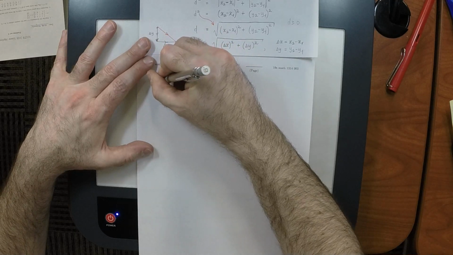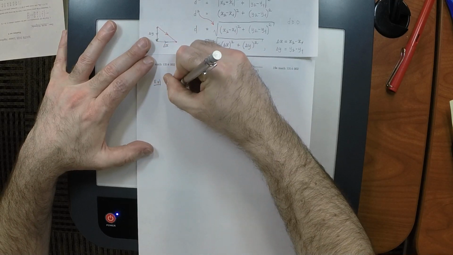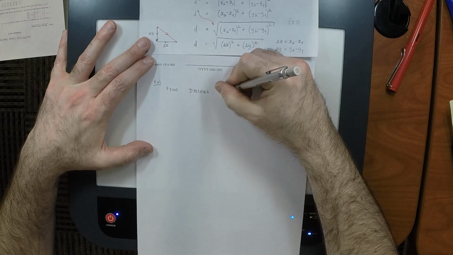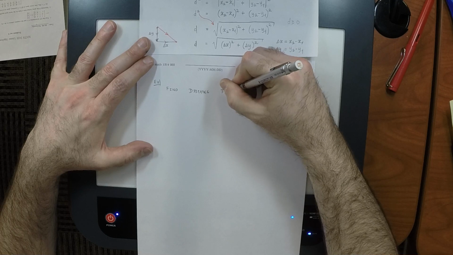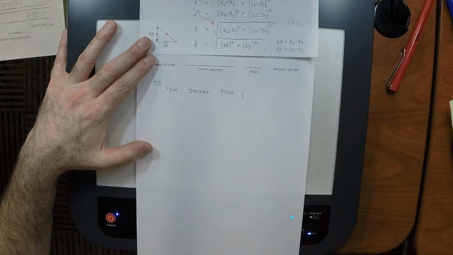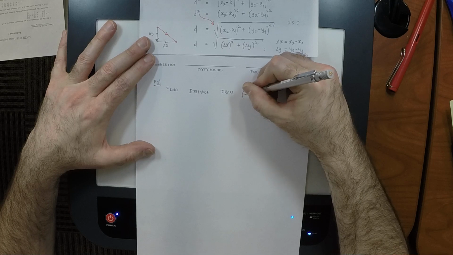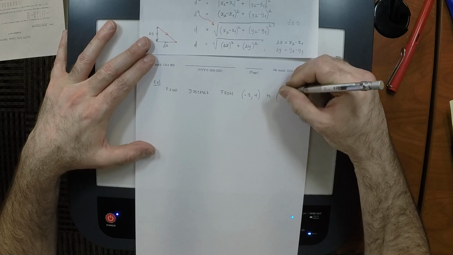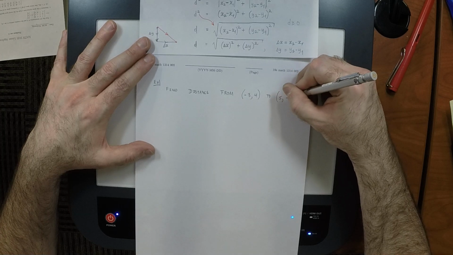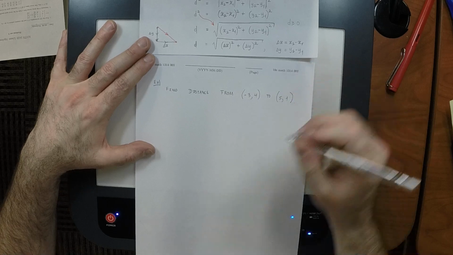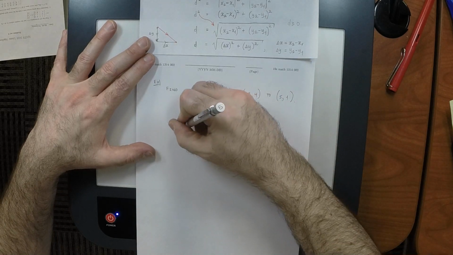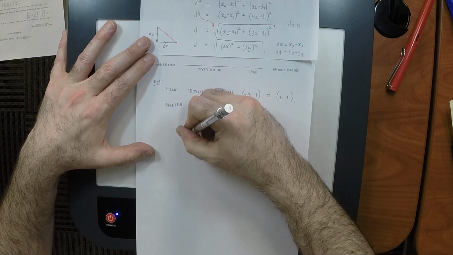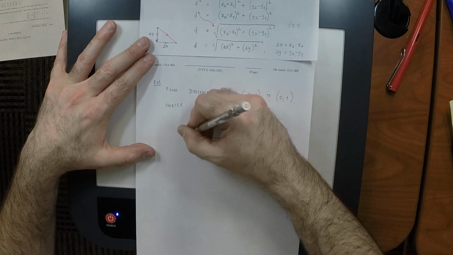So, for example, find the distance from negative 3, 4 to 5, 1, like that. All right. So then, as a picture, it would look like this.